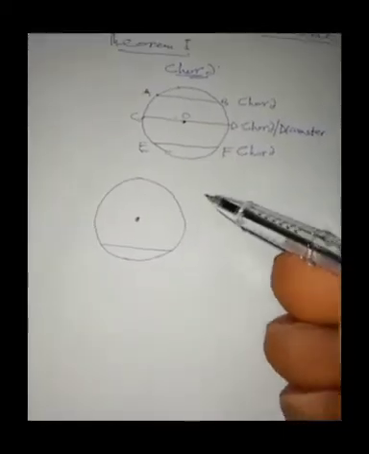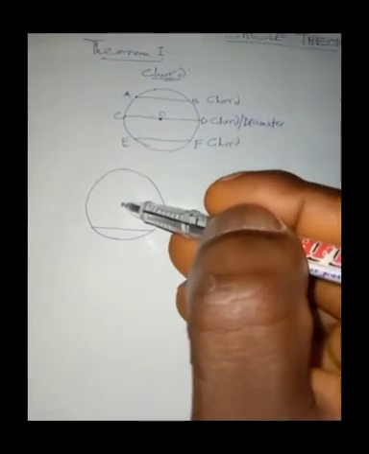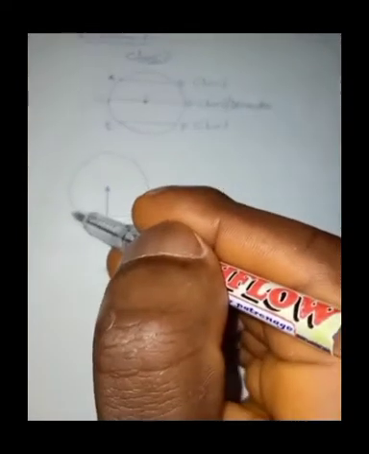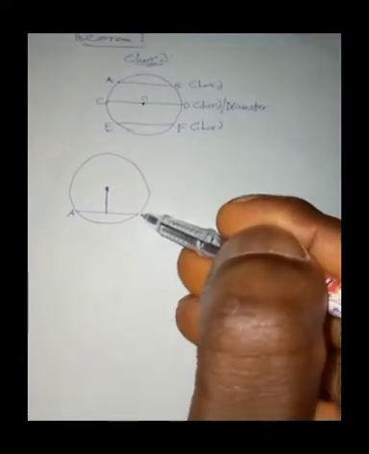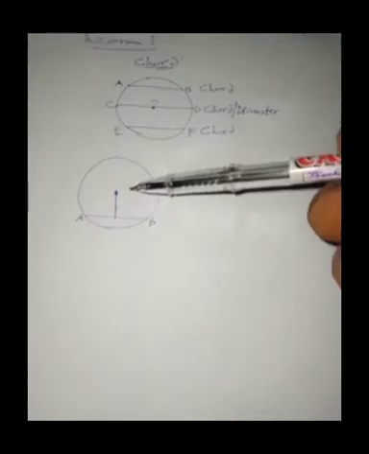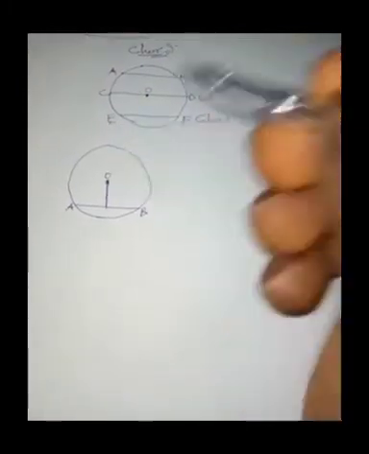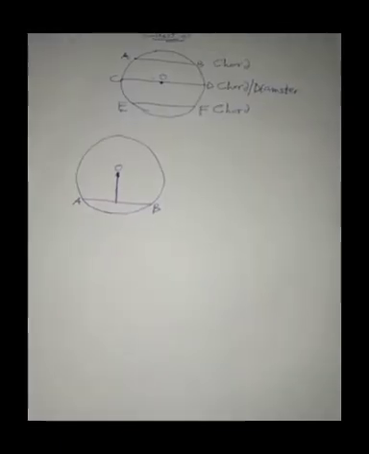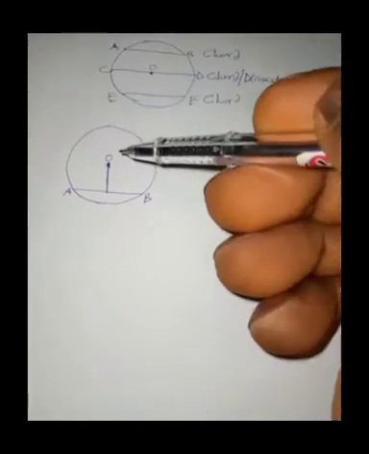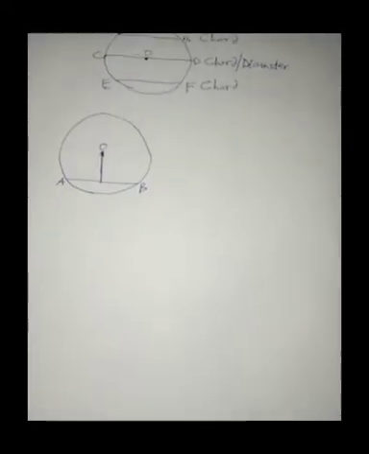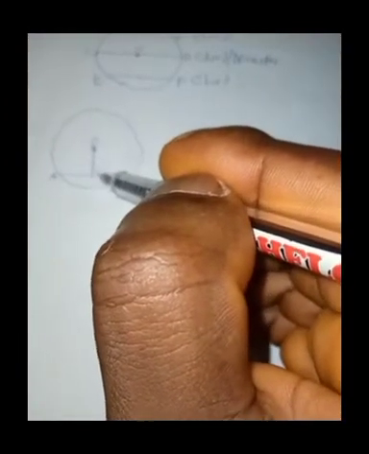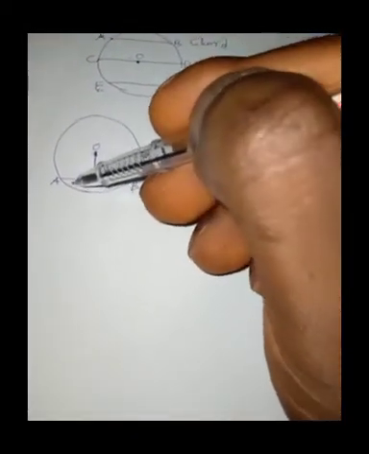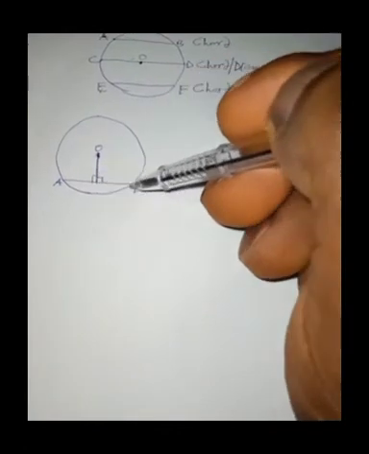Now, this theorem says that when a line runs through the center of the circle and perpendicular to this chord, let's call this chord AB, when a line is drawn from the center of the circle, center O, perpendicular to this chord, it is at a right angle. Which means that this is a right angle, this is another right angle. That is, this line that is drawn from the center of the circle bisects this chord.